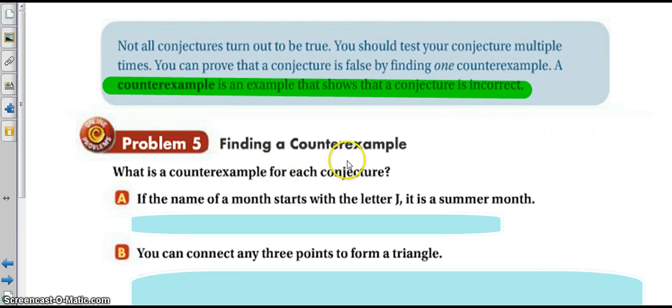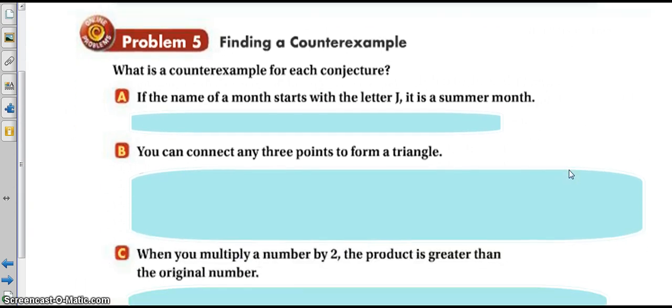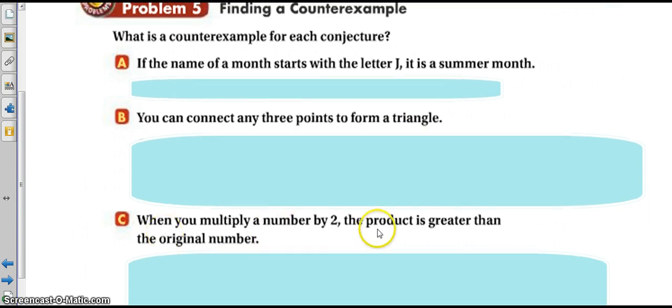Now, counterexamples are always fun because a counterexample is an example that shows a conjecture is incorrect. This is how you can win an argument. So if you are looking for counterexamples, and I'm running out of time, so I'm going to be moving fast, a counterexample to each of these. So go ahead and think. If the name of the month starts with the letter J, like June or July, it is a summer month. What would be a counterexample for that? If you connect any 3 points to form a triangle, is there a counterexample for that? When you multiply a number by 2, the product is greater than the original number.